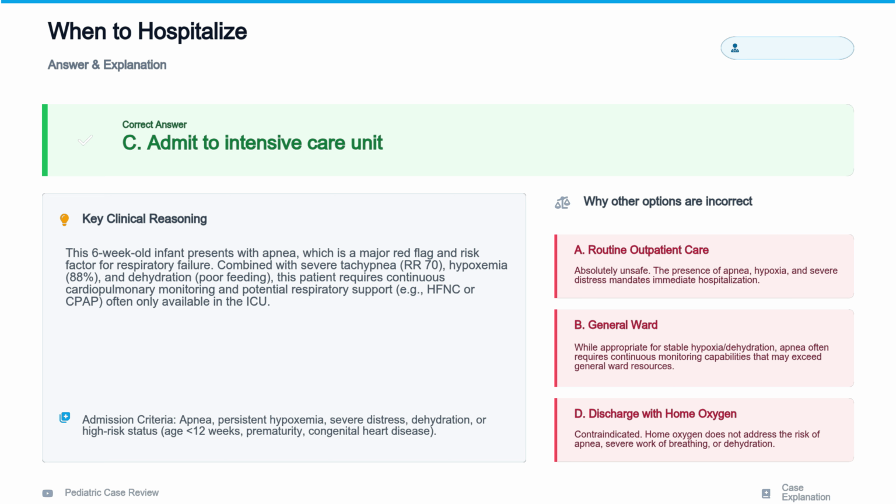The correct answer is C, admit to intensive care unit. Indications for hospitalization include apnea episodes, persistent hypoxemia, severe respiratory distress, dehydration, or high-risk infant characteristics such as age less than 12 weeks, prematurity, or cardiopulmonary disease. Intensive care is appropriate for apnea, significant hypoxemia, or impending respiratory failure.